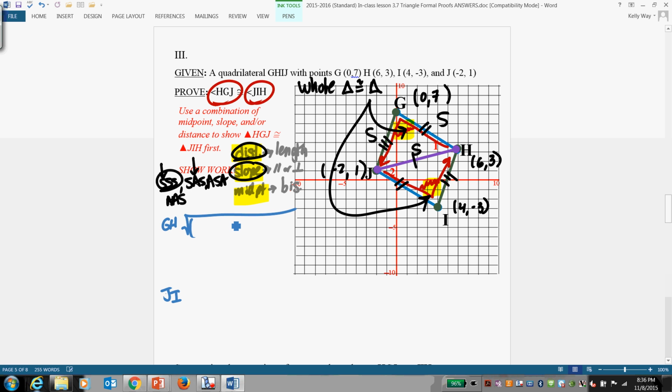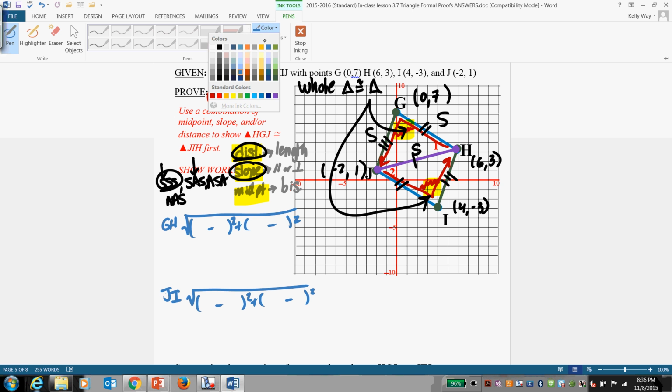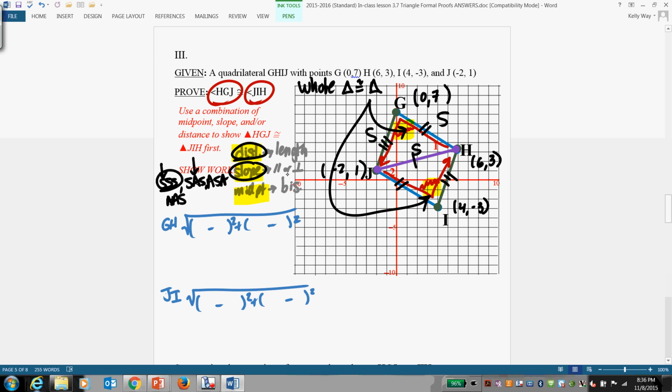Make a template. Get your classmates to make a template. Watch them make templates so that you know that they can do this on their own. Here's a template. Ready? We're going to go x minus x. So 0 minus 6. 7 minus 3. The other one, -2 minus 4. And 1 minus -3.